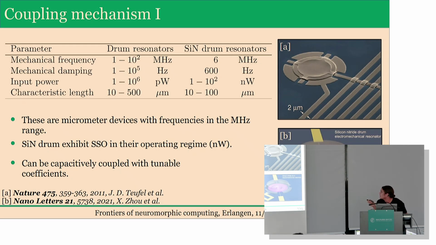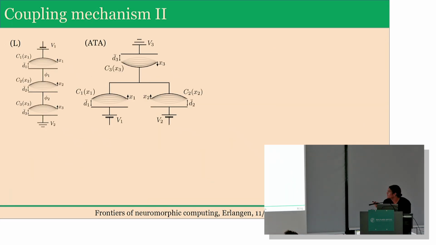And on top of that, we especially specialized in drum resonators because we wanted to check some of the operational working range. In particular, for those drum resonators, we verified that they do exhibit self-sustained oscillation in the nanowatt regime, so using a nanowatt pumping. And eventually, we can work with them in the sense that they are on the micrometer size, which seemed quite convenient for us. And with those, as I was saying, we designed a way to couple them capacitively.